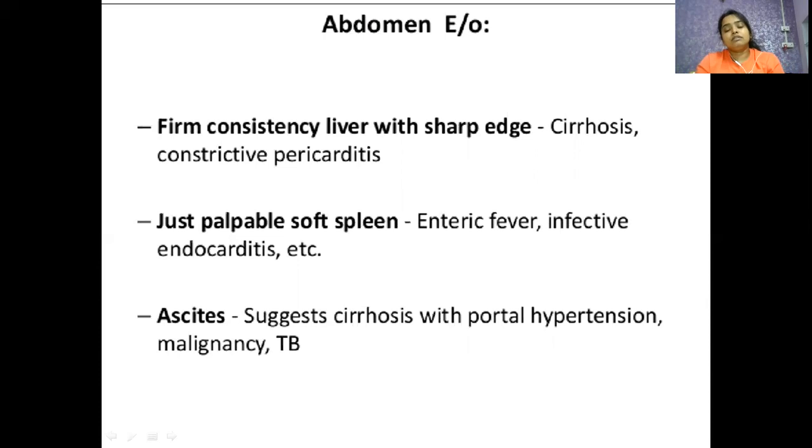Now abdominal investigations. A firm consistency liver with sharp edges, as I told you before, is found in cirrhosis and constrictive pericarditis. A just palpable soft spleen is found in enteric fever and infective endocarditis. Ascites suggests cirrhosis with portal hypertension, malignancy, and TB. So for abdominal investigation, it is important to confirm consistency, palpable soft spleen, and ascites.